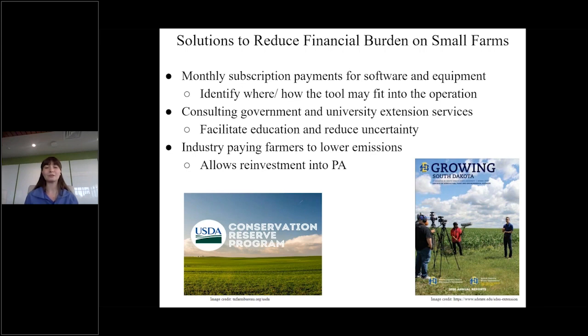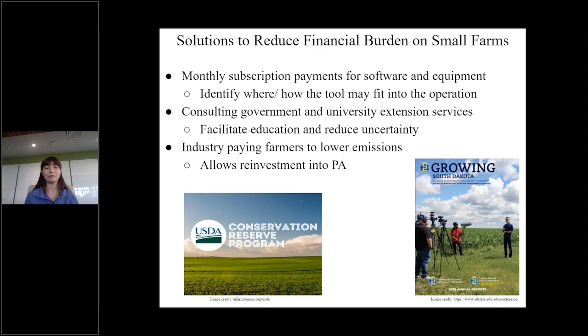And this is because farmers could identify where and how the tool might fit best into their operation. And it also reduces the possibility of extreme frustration. They invest all this money into a system or a software or equipment, and it doesn't really work the way that they thought it was going to work. That can really deter them from trying to start over with something else later. And so that kind of really helps with that financial burden.